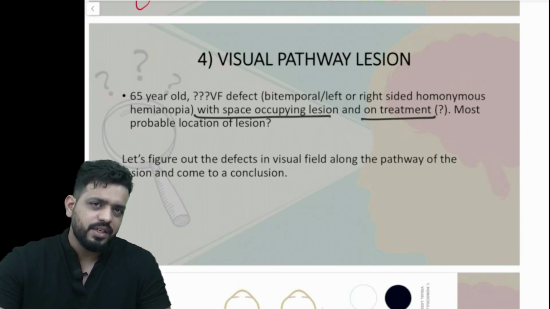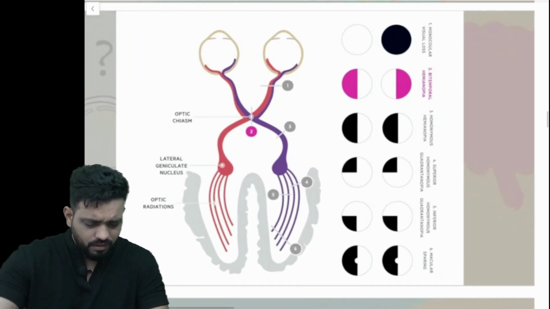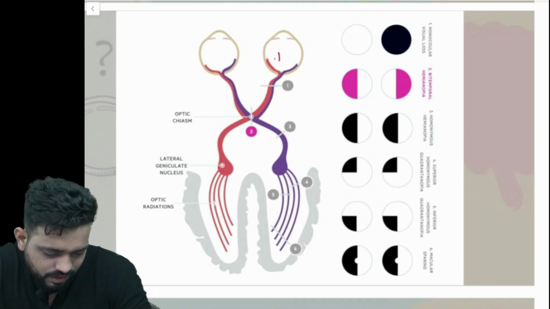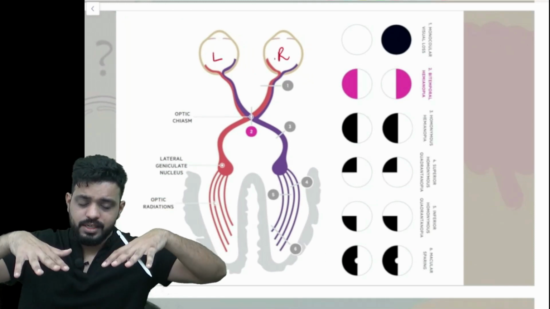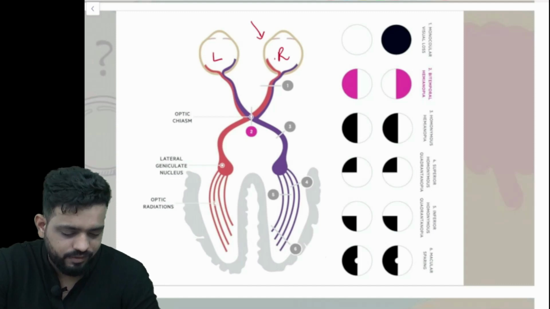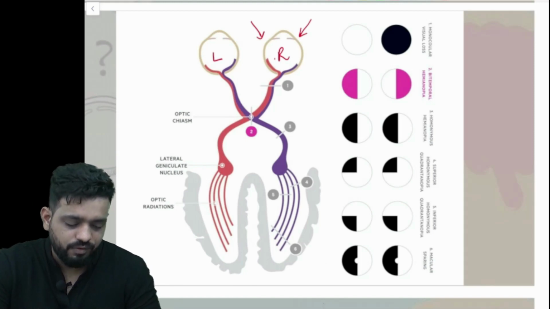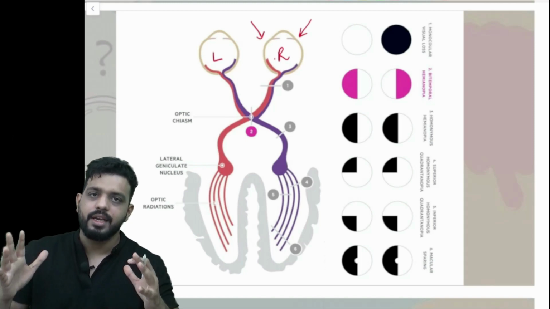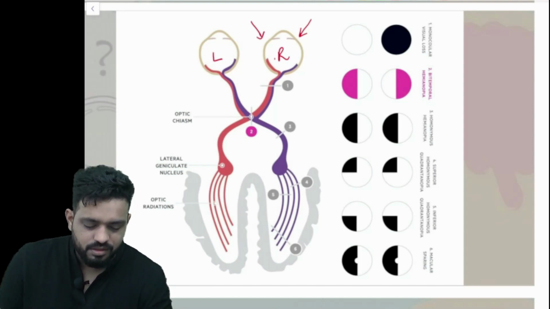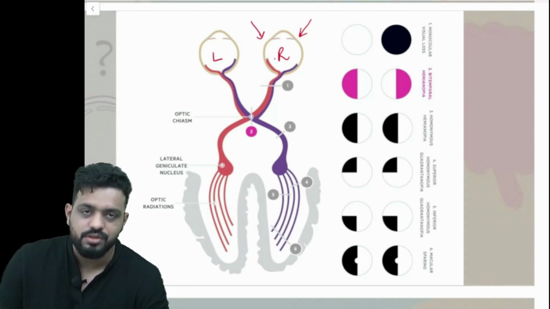So we'll just go through all the visual pathway defects. Let's have a look at this. This is the normal visual pathway. We all know that light rays coming, suppose this is the right eye and this is the left eye, you're seeing this from above. Light rays coming from the nasal side of the right eye will fall on the temporal retina, and light rays coming from the temporal side of the right eye will fall on the nasal retina. That's how the representation is in the retina. So the nasal fibers will decussate to the opposite side, while the temporal fibers will pass uncrossed on the same side.